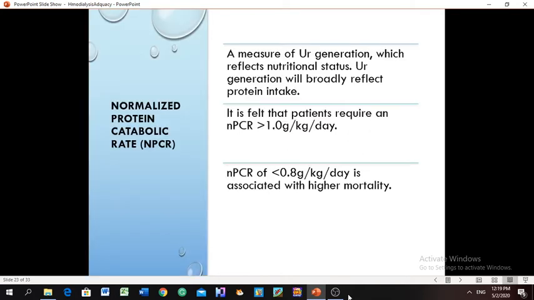Normalized protein catabolic rate, a measure of urea generation which reflects nutritional status. Urea generation will broadly reflect protein intake. It is felt that patients require a normalized protein catabolic rate of 1 gram per kg per day. A normalized protein catabolic rate less than 0.8 gram per kg per day is associated with higher mortality.